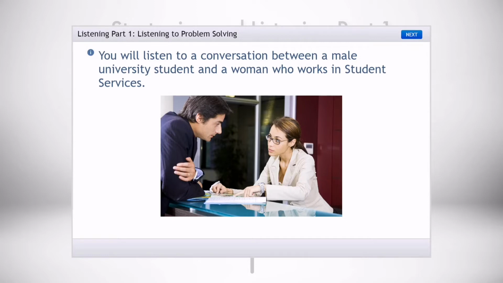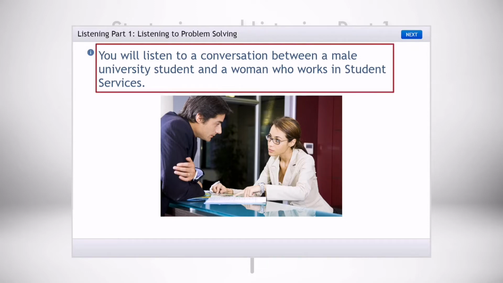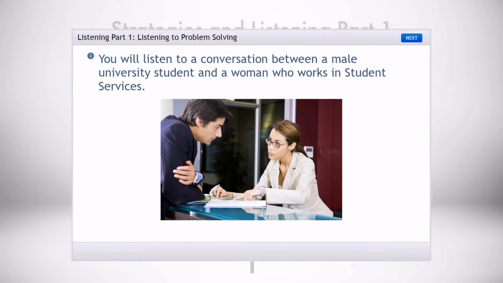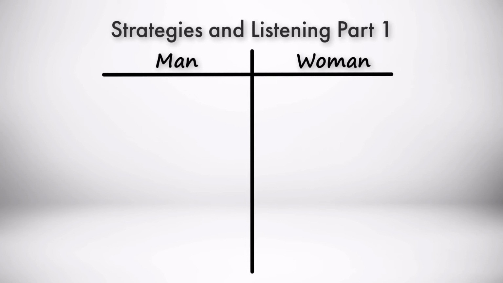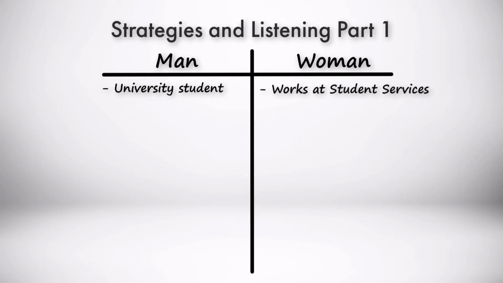Along with the image, we can see a brief statement about the dialogue. "You will listen to a conversation between a male university student and a woman who works in student services." Now we know that the conversation is taking place at the Student Services Department of a university, and the speakers are a male student and a female student services worker. It's good to keep in mind that note-taking is all about making things easier for yourself. If I wanted to save a bit of time, I could even shorten my notes like this.